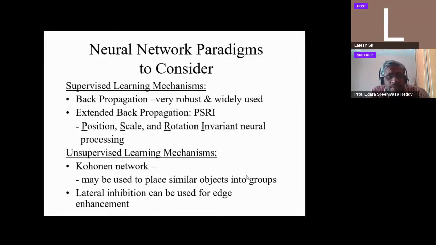And similarly, for the unsupervised learning mechanism, they can use a competitive network. They may be used to place similar objects into groups and also for edge enhancement. So this is all research theory. You must study clearly why backpropagation can be used, what is the principle behind backpropagation.